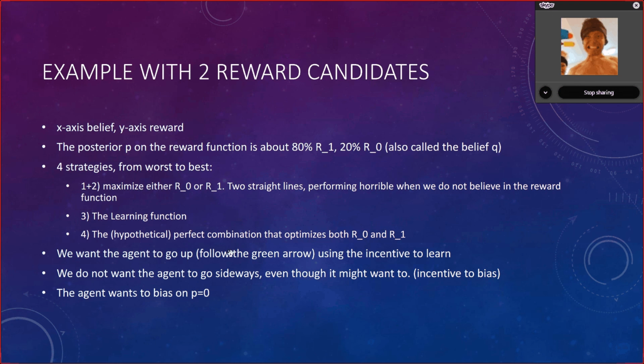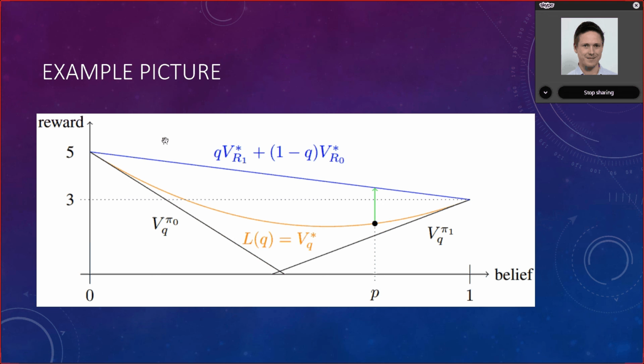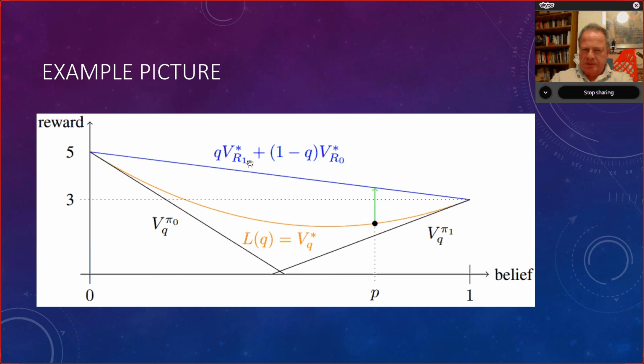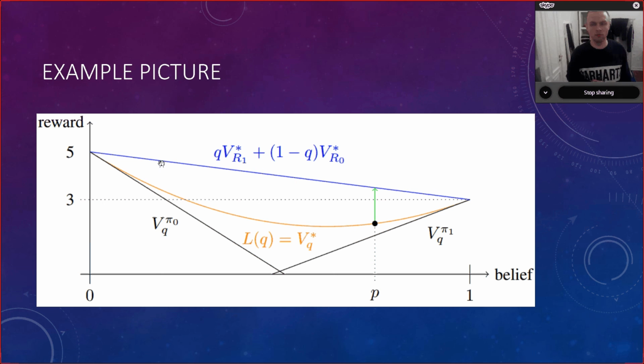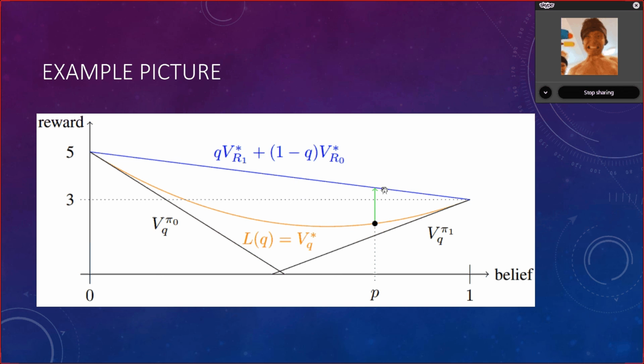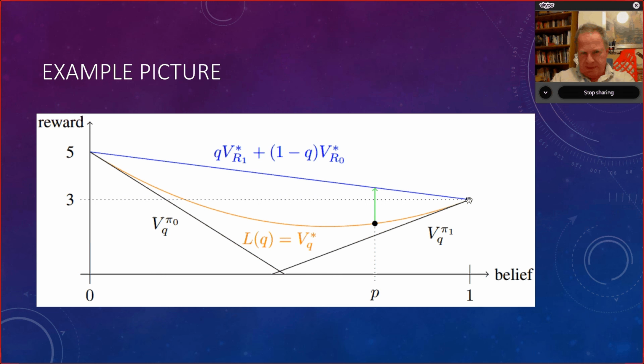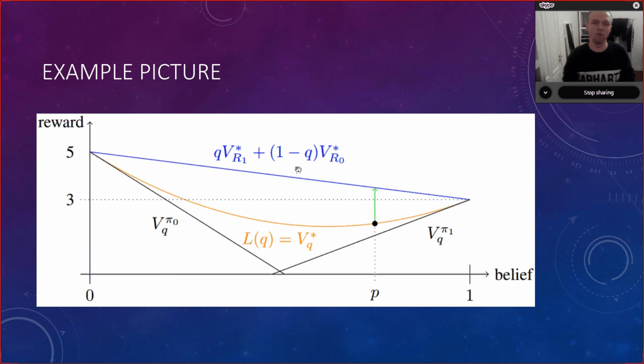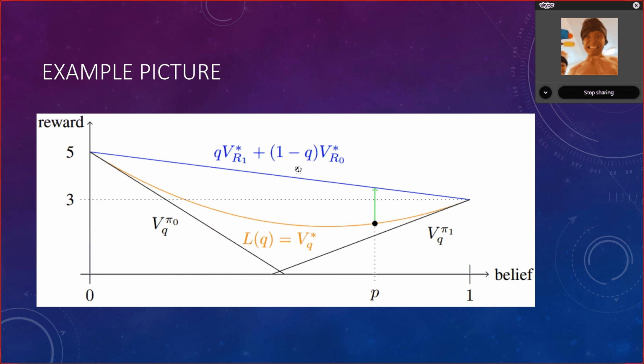Then there is another hypothetical strategy, and that's the one that is both optimal for reward function 0 and optimal for reward function 1. If we get that, then we get the sum of these two, meaning that if reward 0 is the right one, we'll get the best possible solution, and if reward 1 is correct, we'll also get the best possible solution. And if we have a belief in between, then if it's possible for us to maximize both of them, that is the optimal solution.